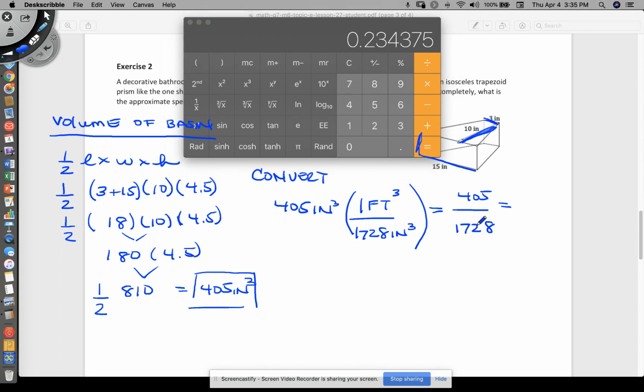All right, so we're going to write that whole thing down. We're going to say 0.234375 feet cubed. But that doesn't really help me much. That's the conversion, but that doesn't really help me much as far as what is the approximate speed that this is going to fill up. So it did say that my faucet was a 3-inch by 3-inch. So I'm going to say 3 times 3 times some number, some rate of seconds.